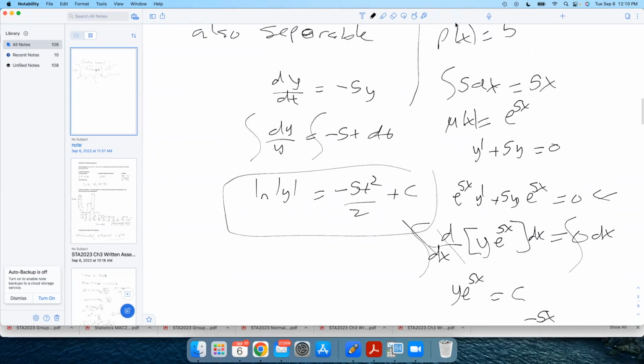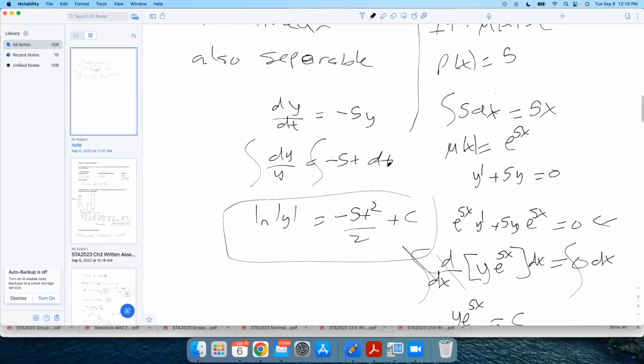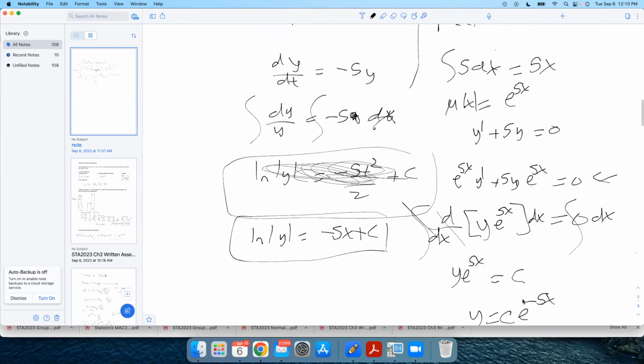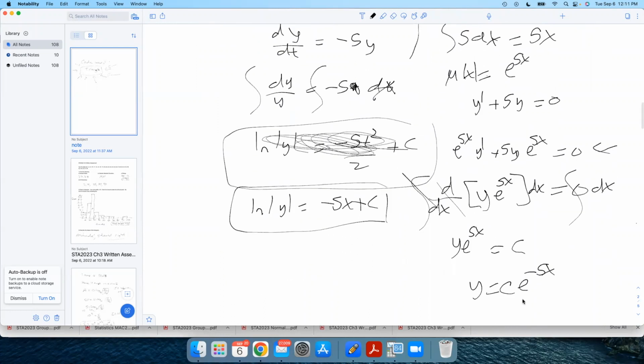Let me pause a second. Something didn't go right here. Oh, I see. It was right here. When I was doing it as a separable, there's no x there. This was wrong. This was just the antiderivative of -5 dx. So this would just be natural log absolute value of y equals -5x plus c. And then if we write that in explicit form, we'll get the same thing we got over here. Okay, let's do another one.